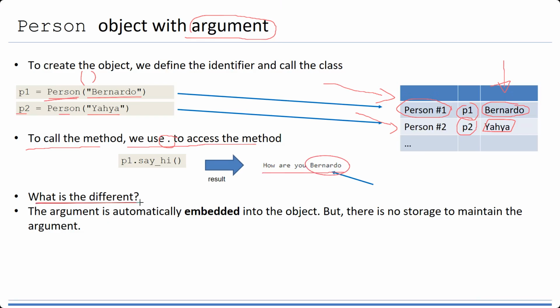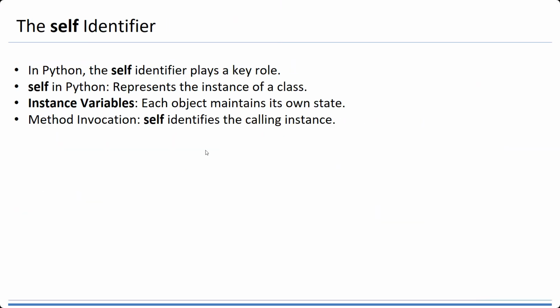So what is the difference with the first class? In the first class, the argument is not available. But now we have an argument and it is automatically embedded into the object. So at this time, now we have the storage to maintain it, but previously there was no storage to maintain the argument. We have self. Okay, what is self?